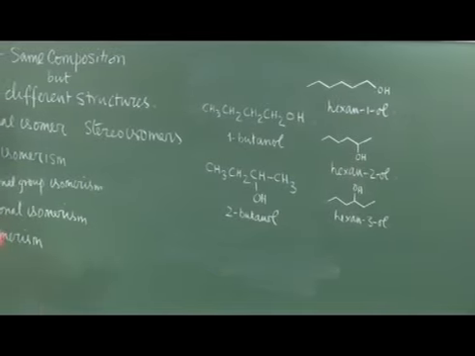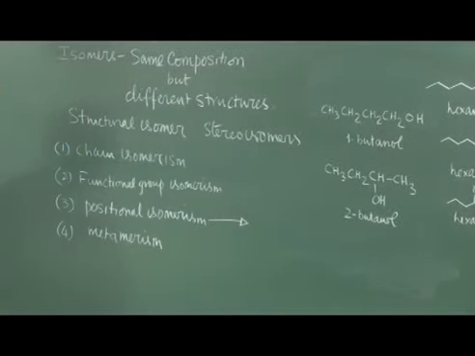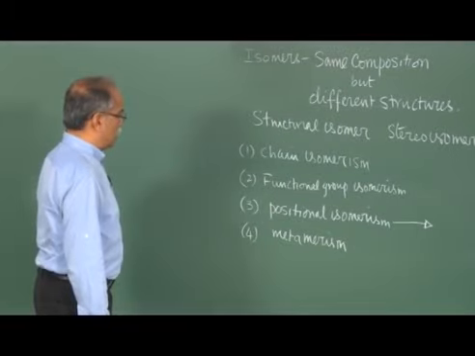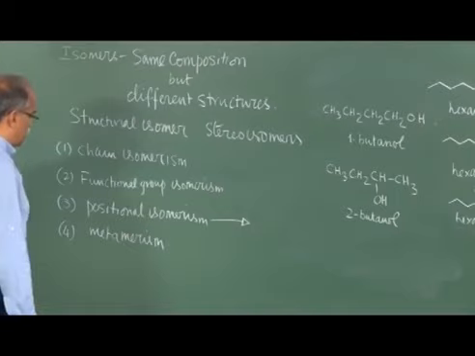So, all of these examples constitute the positional isomers. Positional isomers are isomers wherein the functional group position changes from one carbon to another carbon in a carbon chain, and that would correspond to the positional isomers.